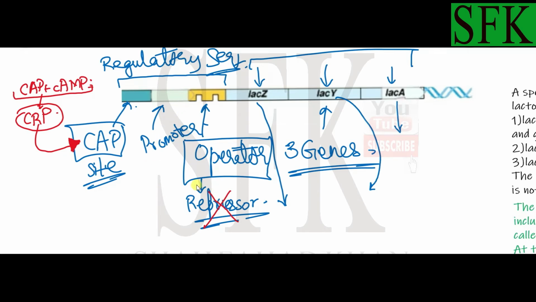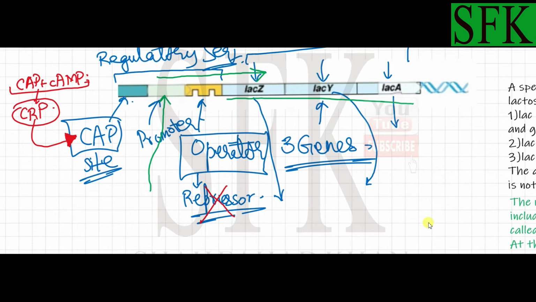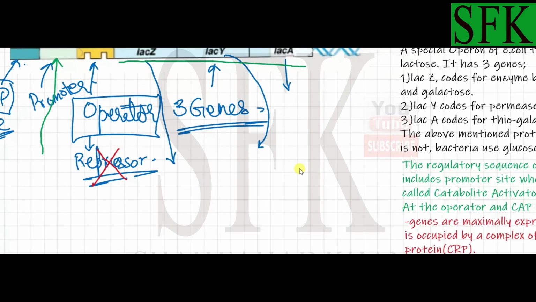Now, if these two conditions are fulfilled, what will happen? RNA polymerase will come and attach to the promoter site, and once it attaches to the promoter site, transcription of the structural genes will begin, giving a polycistronic mRNA molecule. That polycistronic mRNA molecule will then be translated into the three proteins which are needed in the metabolism of lactose. So this was what we did up till now. Now moving forward.